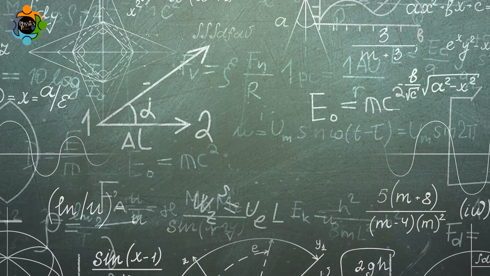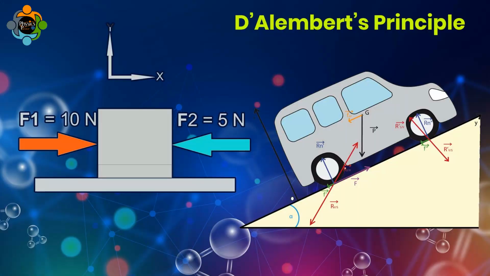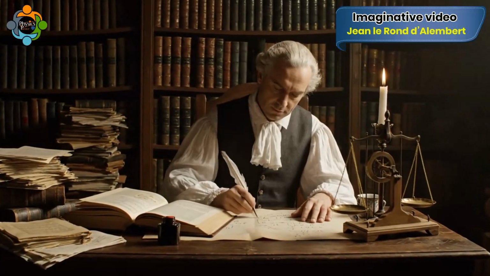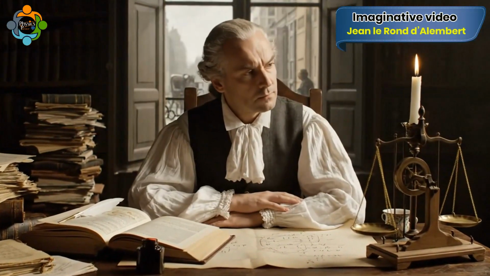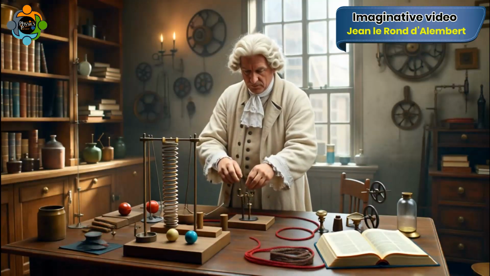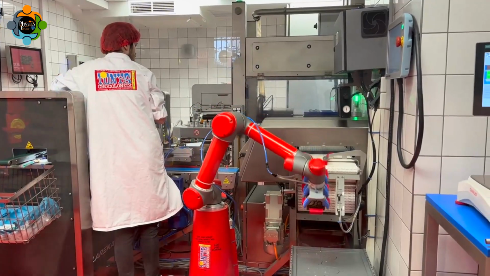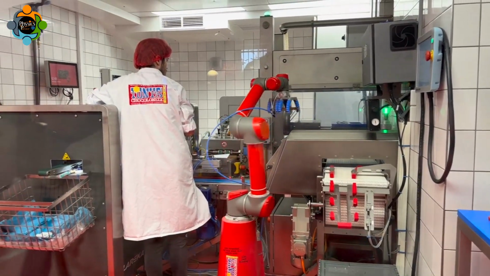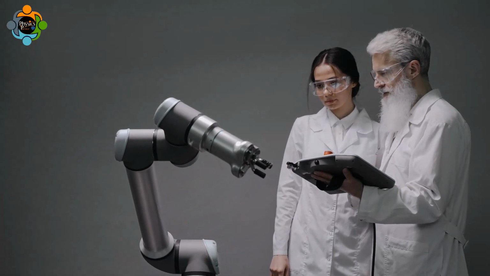Today we are unraveling a critical concept that underpins classical mechanics, D'Alembert's principle. D'Alembert's principle, formulated by the French mathematician and physicist Jean-Le-Rond D'Alembert in the 18th century, offers a unique perspective on dynamics. In essence, it states that the sum of the differences between the forces acting on a system and the inertial forces is zero. In simpler terms, it transforms a dynamic problem into a static one, allowing us to analyze forces at play without direct observation of motion.